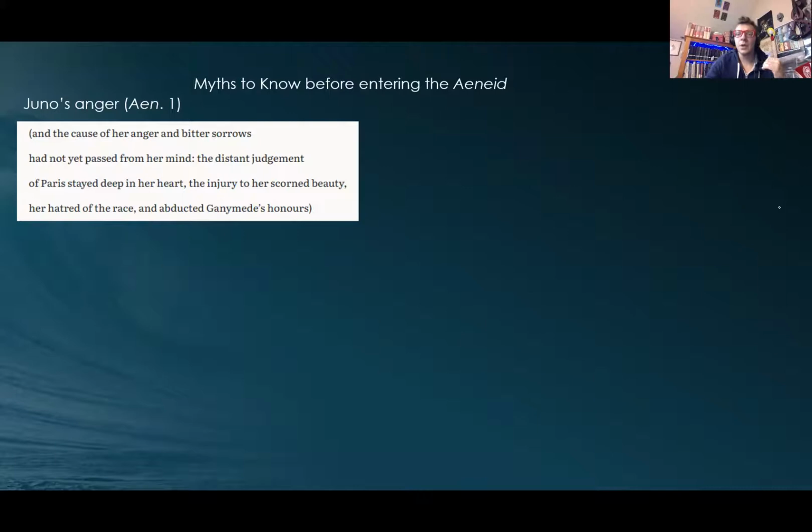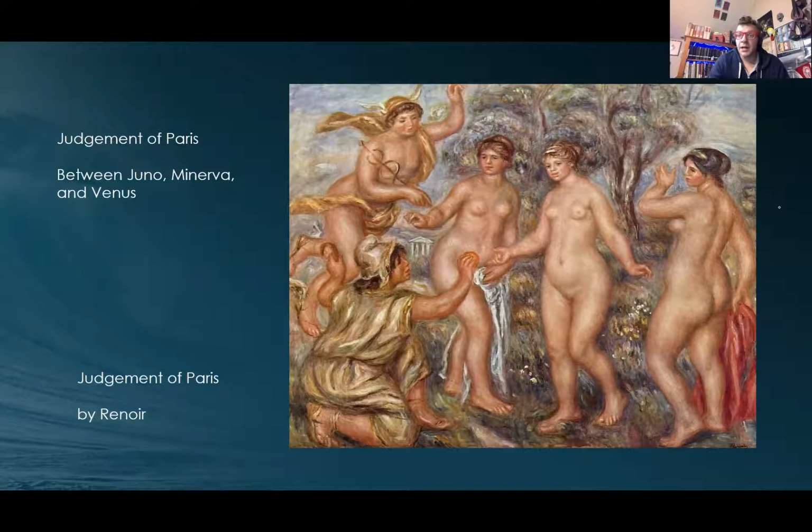So let's look at these three things briefly. We have the judgment of Paris, we have the hatred of the race, and we have abducted Ganymede. So here is a very striking version of the judgment of Paris by Renoir, and we're going to talk about this. Once upon a time, a mortal man named Peleus, who is Achilles' father, married a sea nymph named Thetis. Ultimately, he will have a child, Achilles.